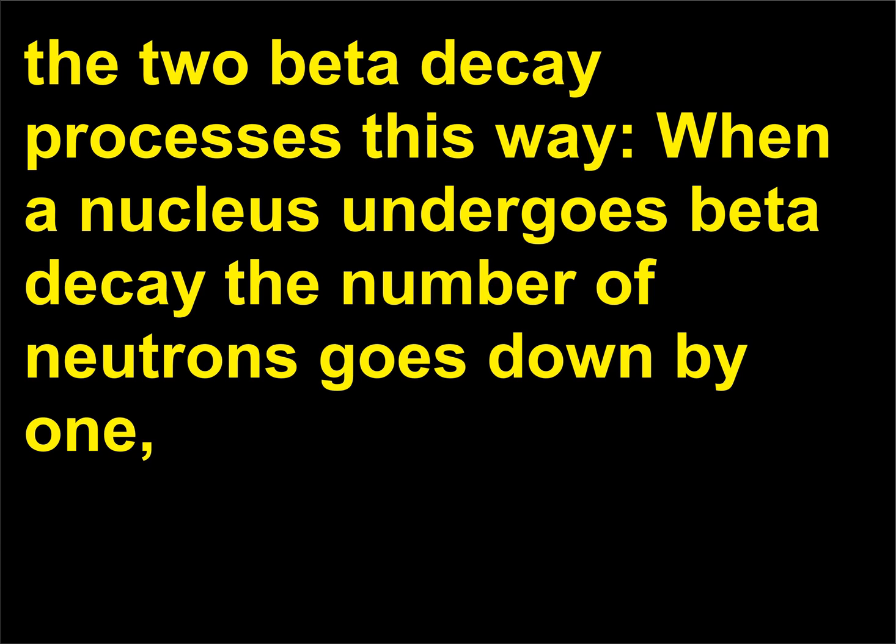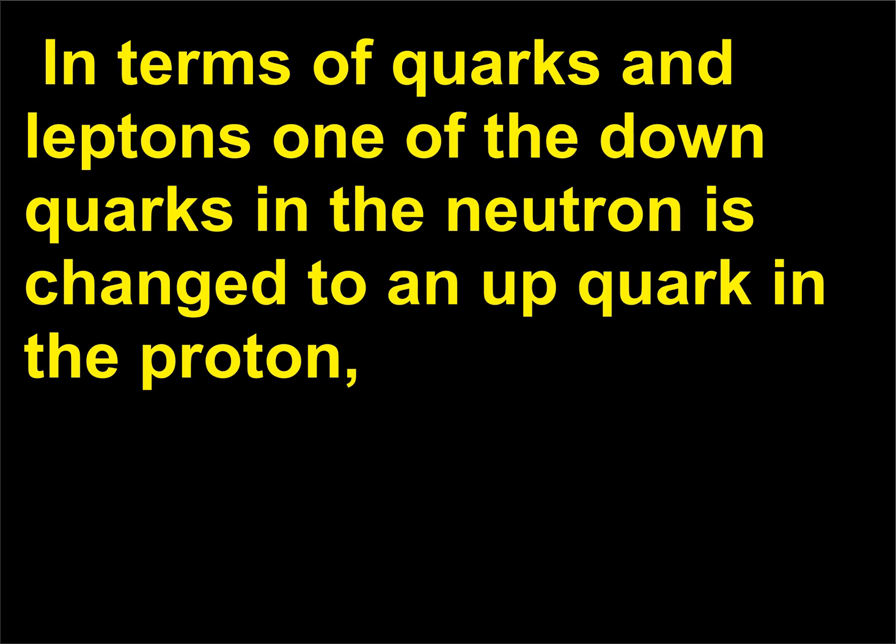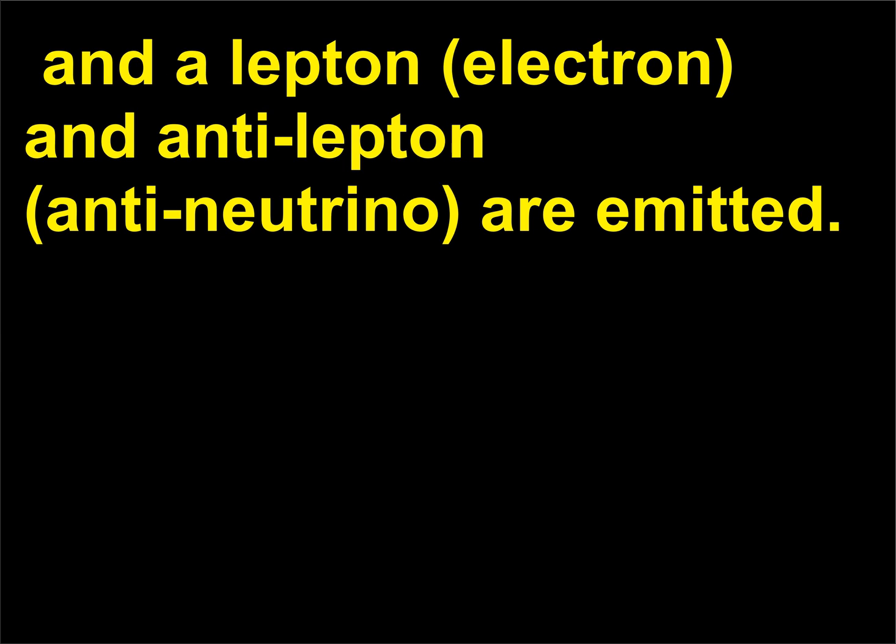When a nucleus undergoes beta decay, the number of neutrons goes down by 1. The number of protons goes up by 1, and an electron and antineutrino are emitted. In terms of quarks and leptons, one of the down quarks in the neutron is changed to an up quark in the proton, and a lepton, electron, and antilepton, antineutrino, are emitted.